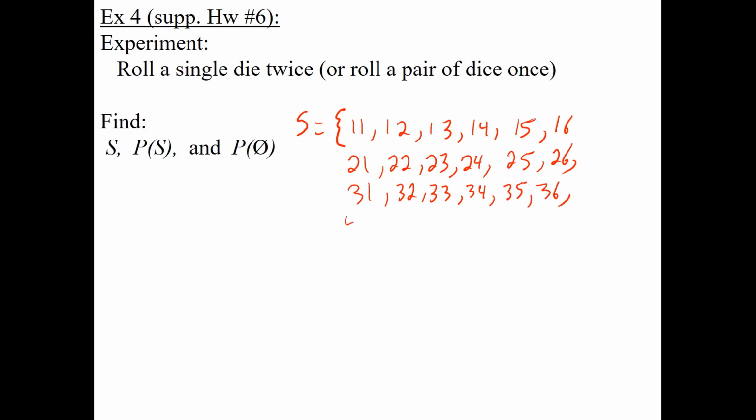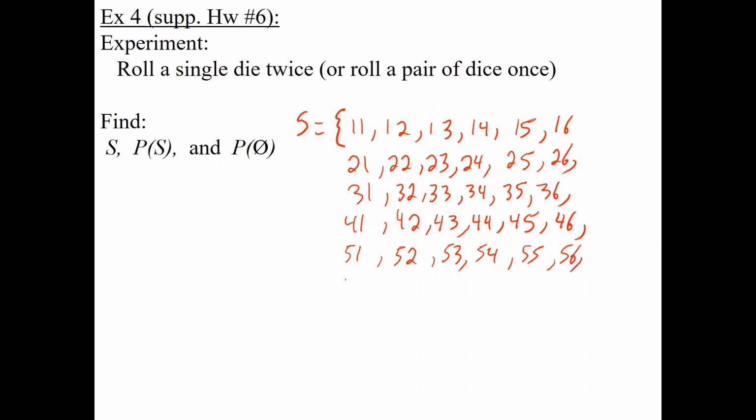Keep going. 4,1; 4,2; 4,4; 4,3; 4,4; 4,5; 4,6, and on we go. So we're going to do all the ones that start with 5: 5,1; 5,2; 5,3; 5,4; 5,5; 5,6, and all the ones that start with a 6: 6,1; 6,2; 6,3; 6,4; 6,5; and 6,6.